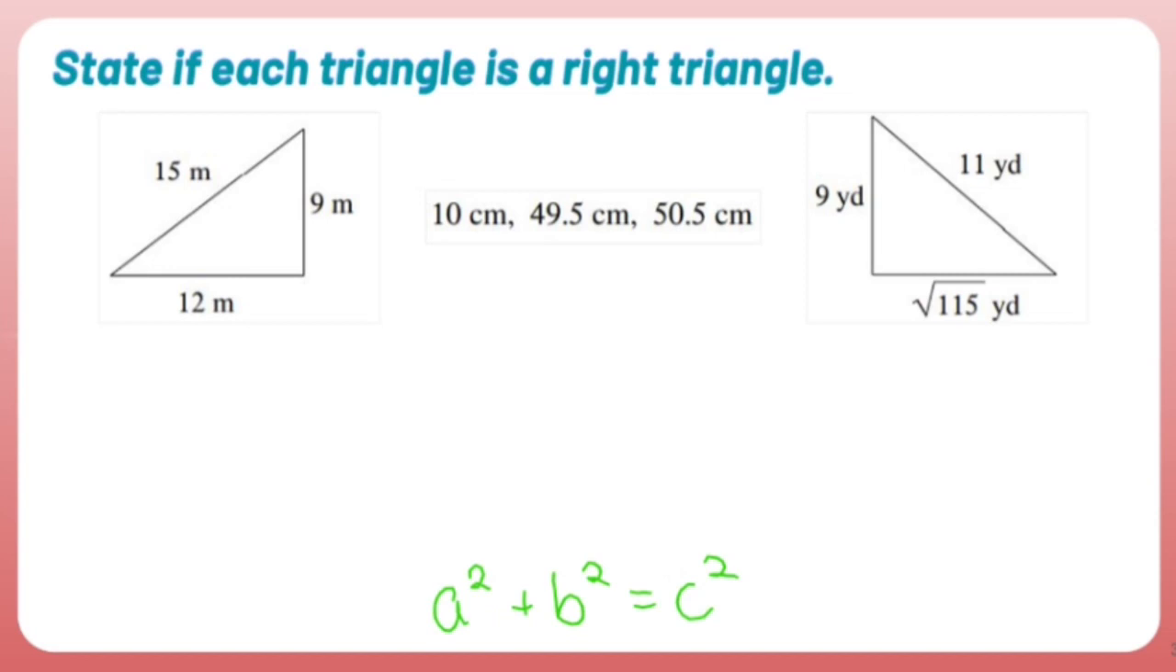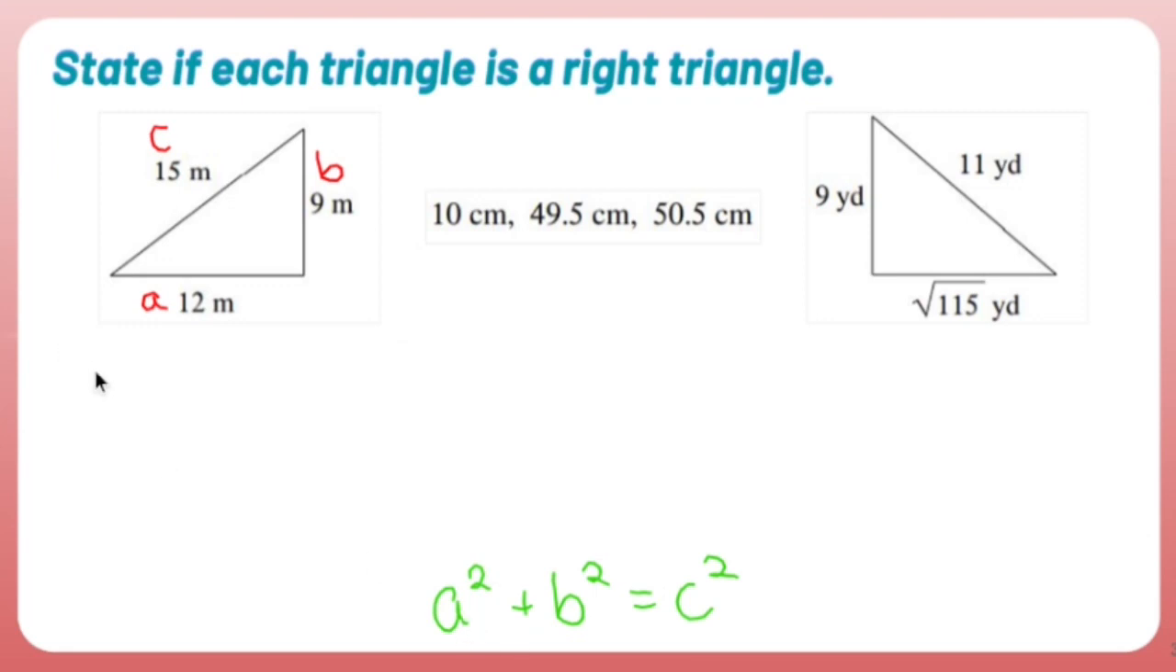I go to one of my triangles and I label the three sides A, B, and C. But do be careful, because whenever you label A, B, and C, you must call the longest side C, because the longest side would be the hypotenuse in this case. It doesn't matter which one A is. It doesn't matter which one B is. And now that we have things labeled, you plug it into this formula.